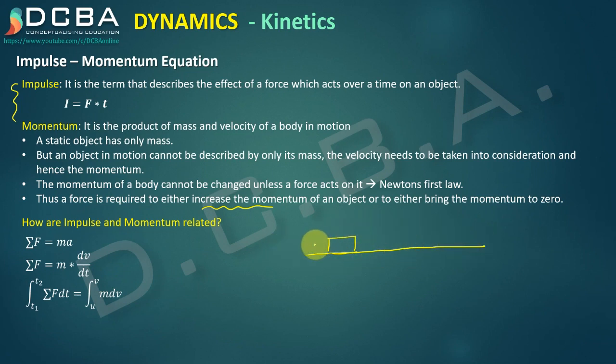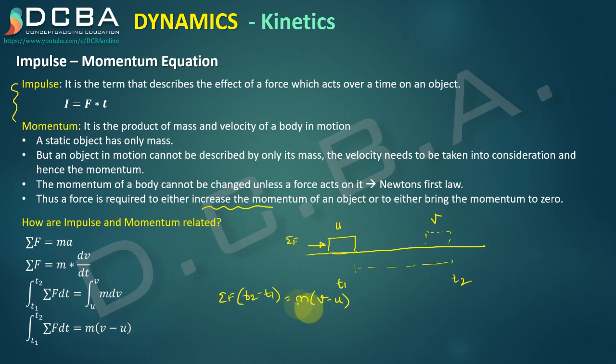So if there is an object, and these are the summation of forces acting on the object, at time t1 it is here, and after time t2 it reaches this position. In the initial position it had a velocity of u, and in this position it has a velocity of v. So by impulse momentum we can say summation of F times (t2 minus t1) is equal to m times (v minus u), right? So the change in the momentum is equal to this impulse.